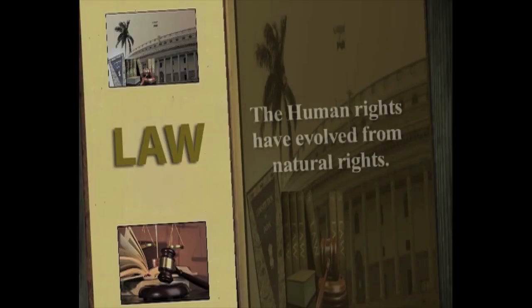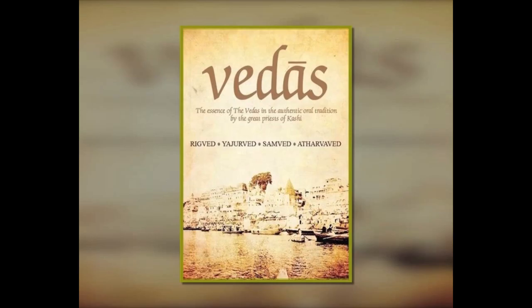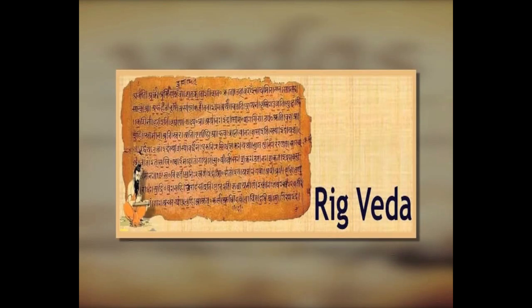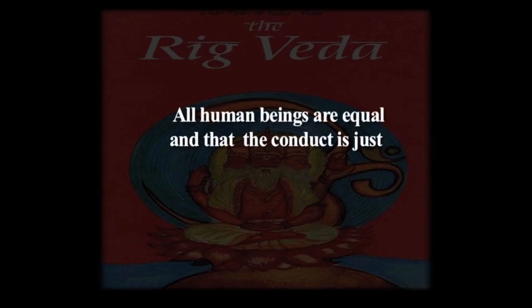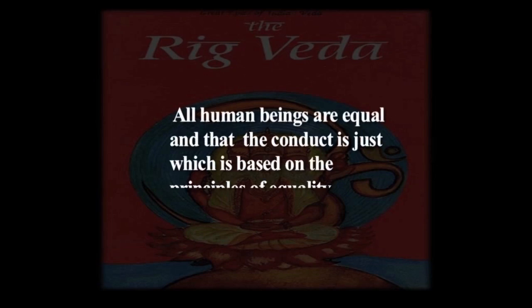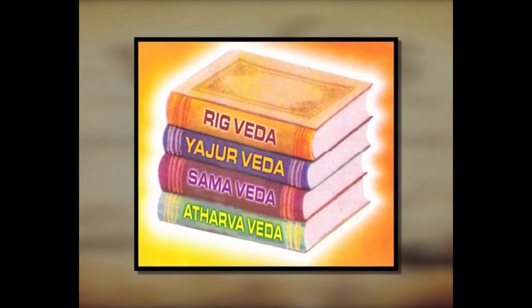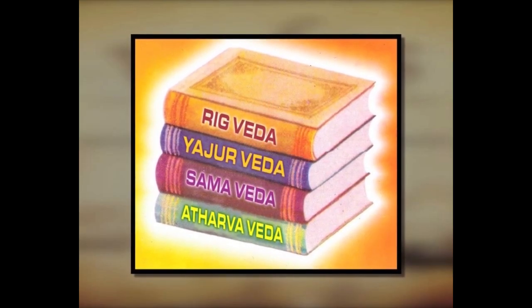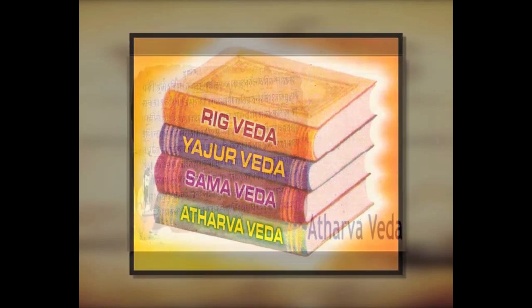It can be seen that human rights have evolved from natural rights. The appeal to equate natural rights with human rights is ordained in the Vedas. The philosophy envisaged in the Rig Veda commands that all human beings are equal and that the conduct is just which is based on the principles of equality. Vedic ethics idealized an equality of treatment.